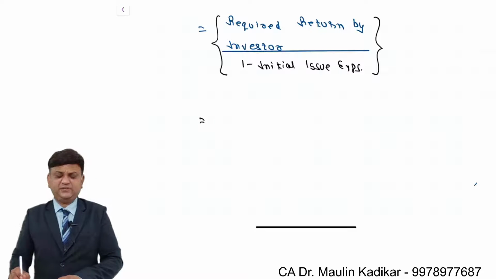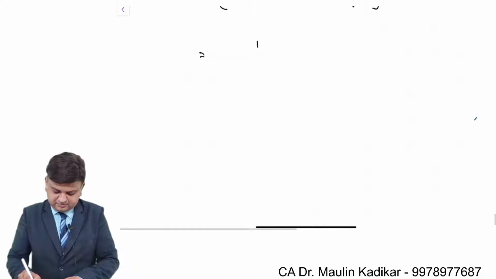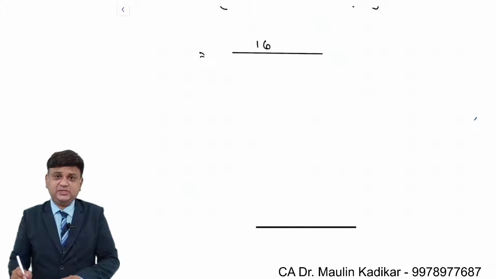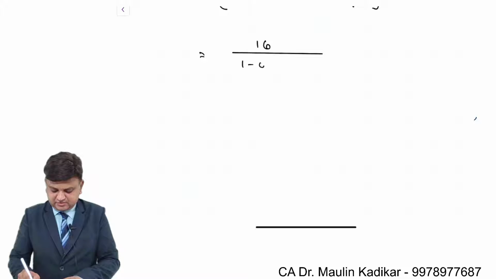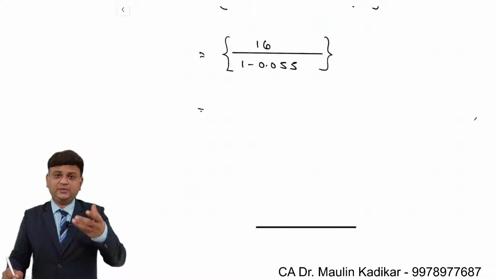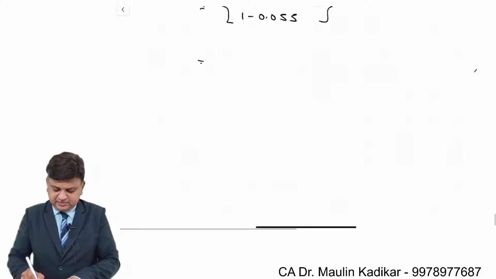Investors require the return of 16 percentage? Yes. Initial issue expenses are 5.5 percentage? Yes. So use your calculator. 16 upon 9.945. So the grossed up return should be 16.93 percentage.